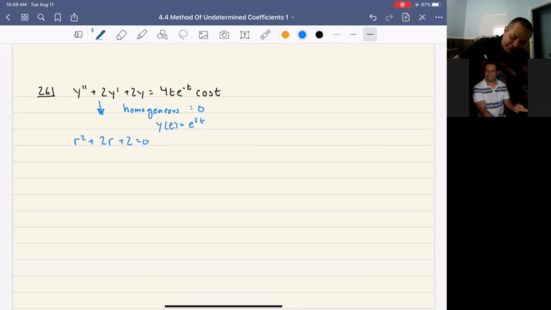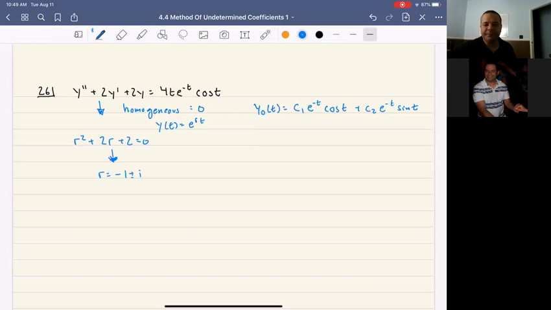I won't even solve that here for you. I think we all know how to do that. r equals -1 plus or minus i. So our homogeneous solution is c1 e to the negative t cosine t plus c2 e to the negative t sine of t.